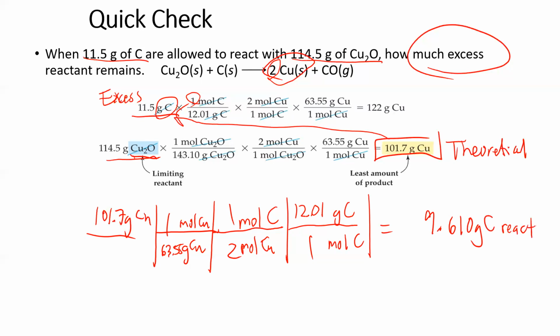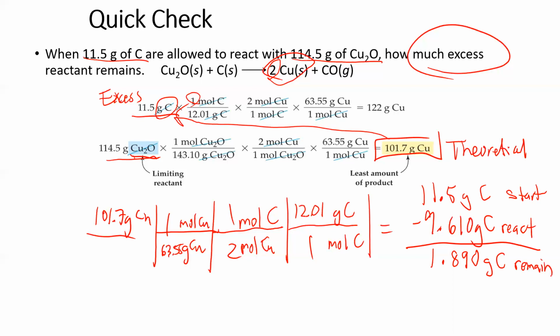Now, what do I do to figure out how much remains? I don't want to just know how much reacts. I want to know how much remains. I'm going to subtract that from the original 11.5 grams of carbon that I started with. And when I subtract that, what do I end up getting here? 1.890 grams of carbon remain.